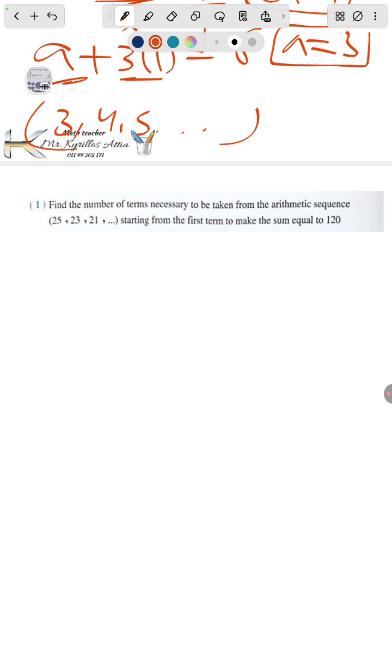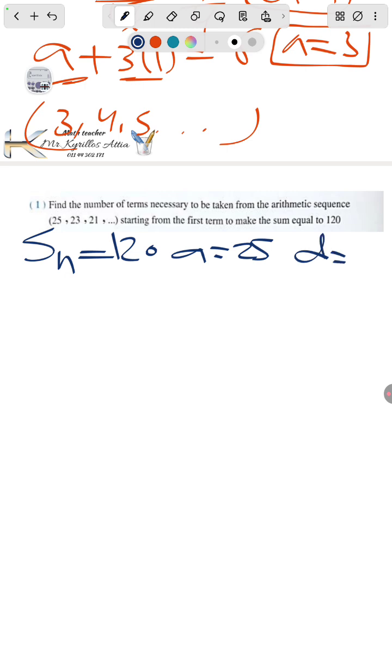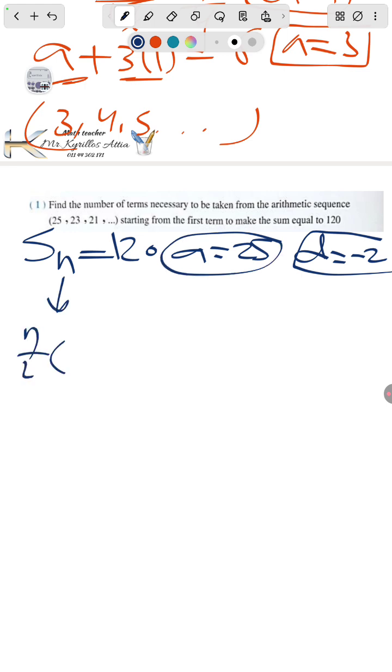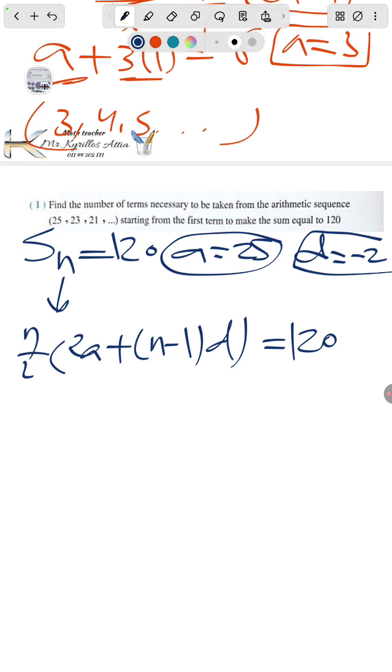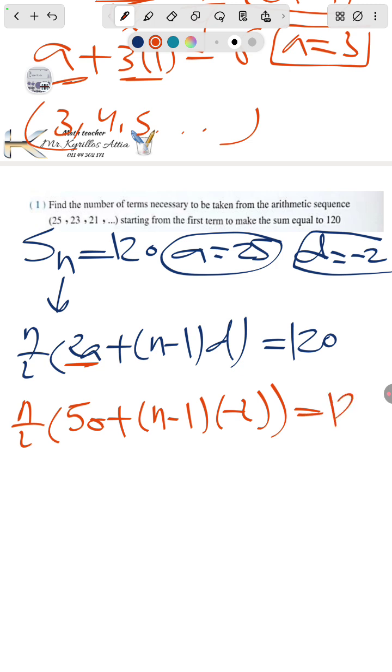Find the number of terms necessary to be taken from the arithmetic sequence 25, 23, 21 and so on, starting from the first term, to make the sum equal to 120. Sn equals 120 and a equals 25, d equals 23 minus 25 equals negative 2. We can write Sn as n over 2 times 2a plus n minus 1 times d equals 120. N over 2 times 2 times a, which is 2 times 25 equals 50, plus n minus 1 times d, which is negative 2, all equal to 120.